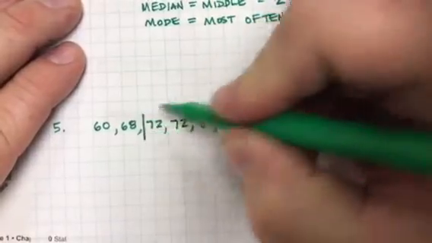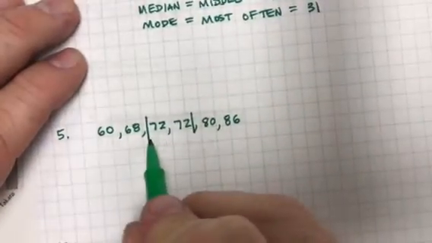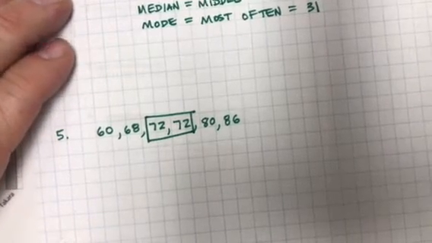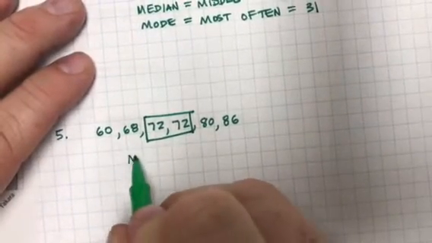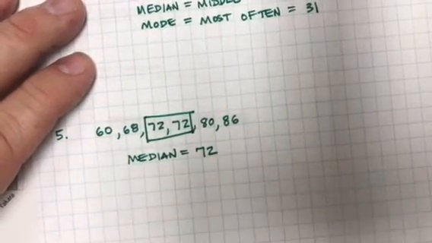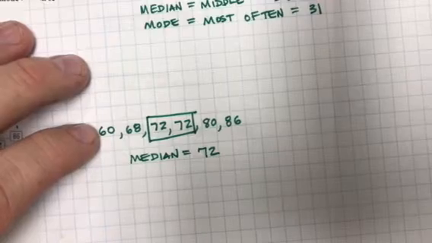So my 2 middle numbers are 72. So in this instance, they match. When they match, then of course the median is going to be 72. So the median here is definitely 72. But sometimes they don't match.